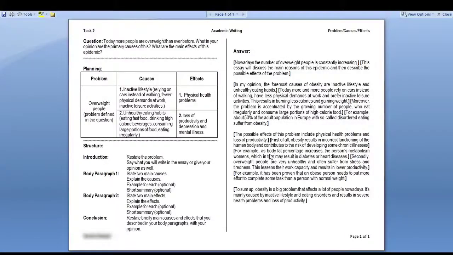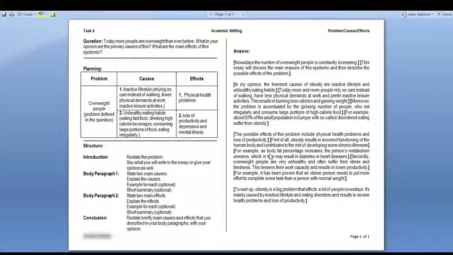The choice is yours if you want to give your opinion. However, please remember the points that you are already writing are already your opinion. According to you, inactive lifestyle and unhealthy eating habits are the causes. Physical health problem and depression and mental illness are the two effects. So that is already your opinion. So you don't have to personally write, I feel that a lot of people are overweight because of so and so reason. Don't write so and so reasons in your introduction.